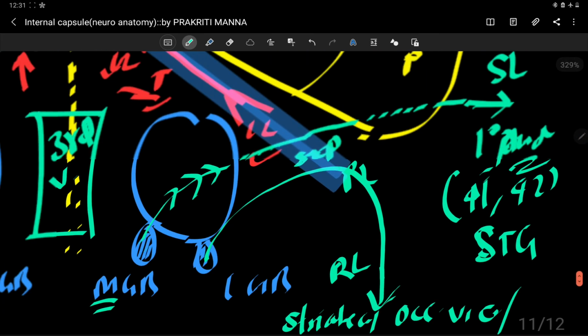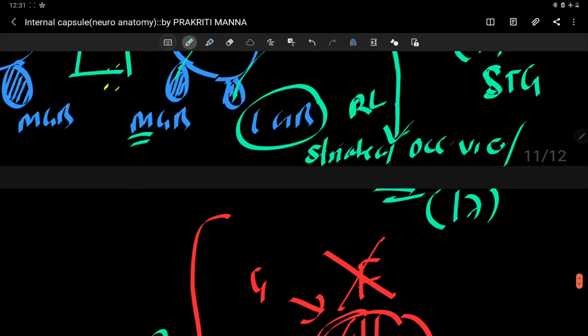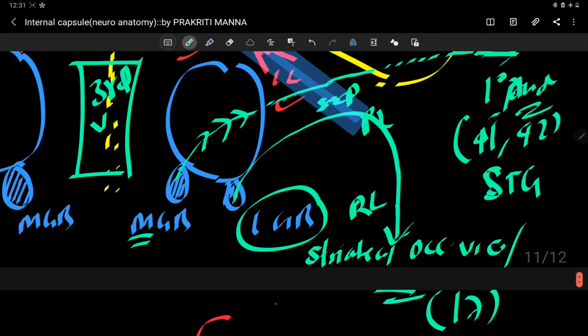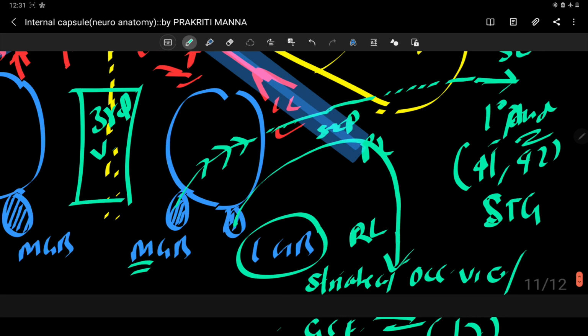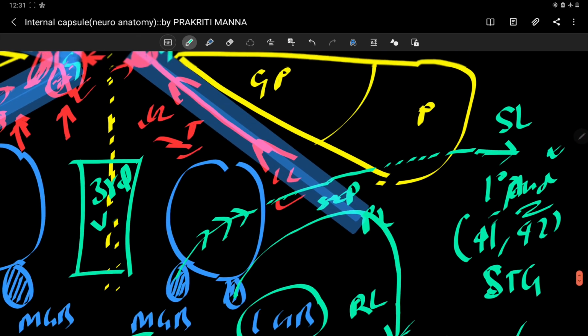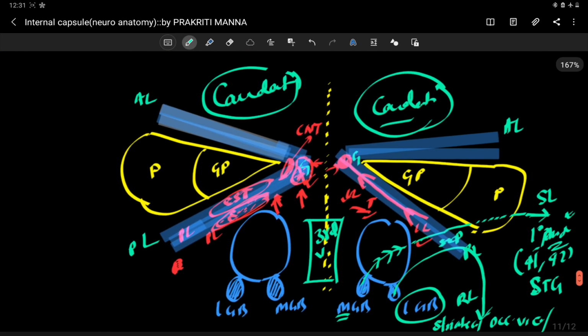And these retrolentiform fibers come from the lateral geniculate body to the calcarine sulcus of the occipito-visual cortex. That's why these fibers are also called geniculocalcarine fibers or geniculocalcarine tract. These fibers are also called the posterior thalamic radiations or optic radiations. I will tell these things later. And the auditory fibers are also called the inferior thalamic radiations or auditory radiations. Okay, this is the overview.